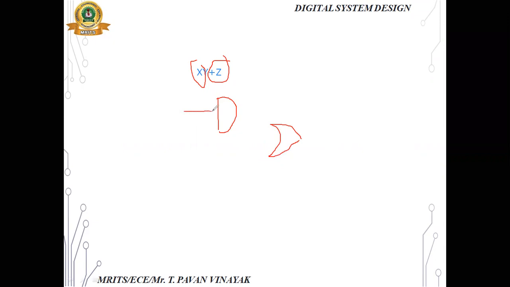For the AND gate, the inputs are X, Y. For the OR gate, the inputs are Z and XY. XY is obtained from the AND gate output. And what will be the output? XY plus Z.